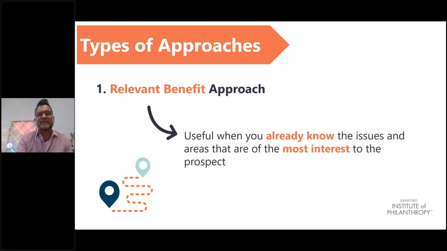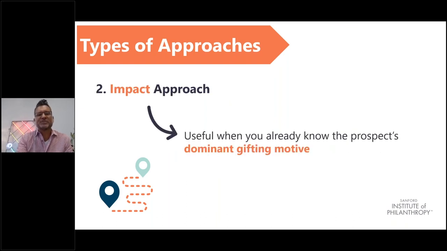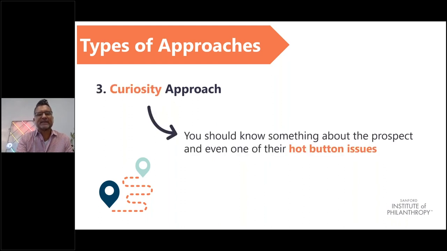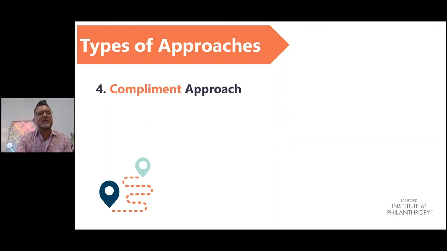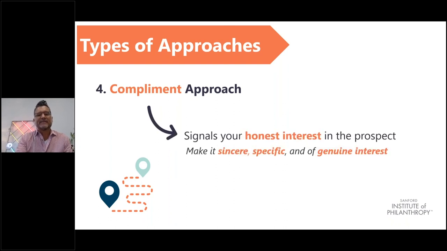So there's your relevant benefit approach. That's when you already know the issues and areas that are of most interest to your prospect. Again, a lot of this you should know because you've been really great at your prospecting and pre-approach prior to meeting with your potential donor. So impact approach: know the prospect's dominant gifting motive. Curiosity approach: know something about the prospect and even one of their hot button issues. The compliment approach signals your honest interest in the prospect.